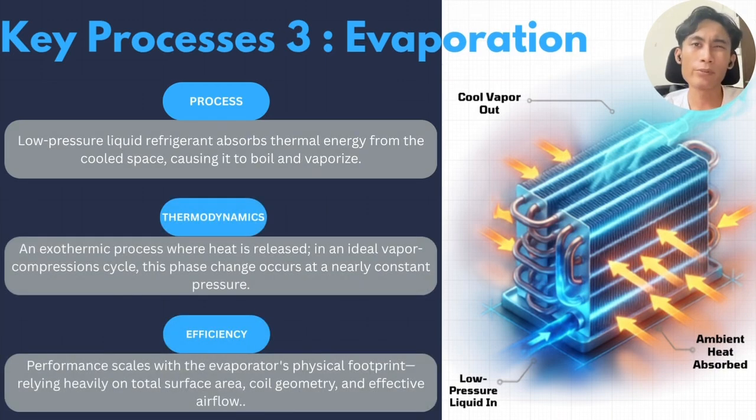Evaporation occurs as a low pressure liquid refrigerant absorbs thermal energy from its surroundings to reach its boiling point. As the fluid vaporizes, it effectively pulls heat from the cold space, creating the desired refrigeration effect. This phase change is an endothermic process that relies on maintaining a low pressure environment within the coils. Furthermore, the performance of the evaporator scales directly with its physical footprint and the total surface area available. Ultimately, optimal coil geometry and high airflow are essential components for maximizing the system's overall heat absorption capacity.